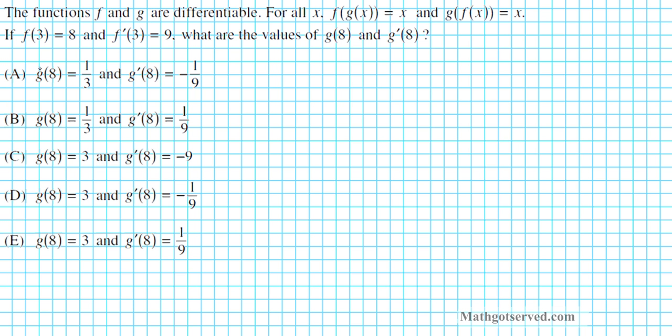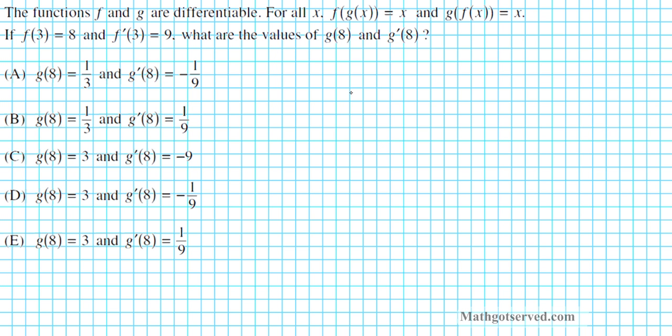So here it reads, the functions f and g are differentiable. For all x, f composed with g of x is equal to x, and g composed with f of x is equal to x. If f of 3 is equal to 8 and f prime of 3 is equal to 9, what are the values of g of 8 and g prime of 8?